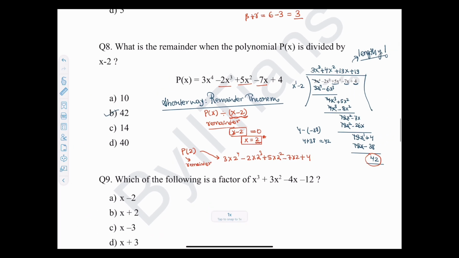Okay, so we just put in the value of the 2 inside of our polynomial, and if you do the maths, you will indeed see that this is equals to 42. And that's how our remainder theorem works. Once again, you just have to find out the root of your divisor, and you have to put that root inside of the polynomial p of x which is being divided, and you will get the remainder.